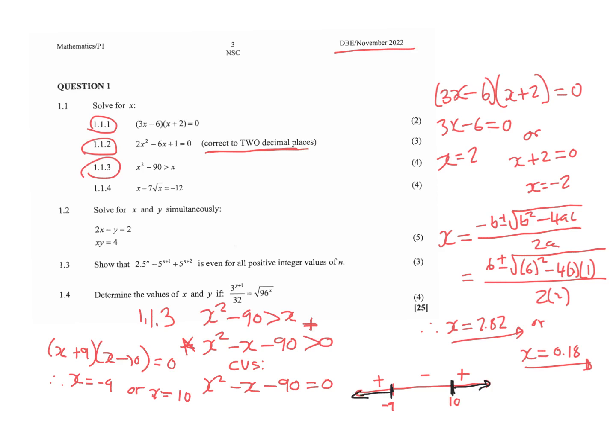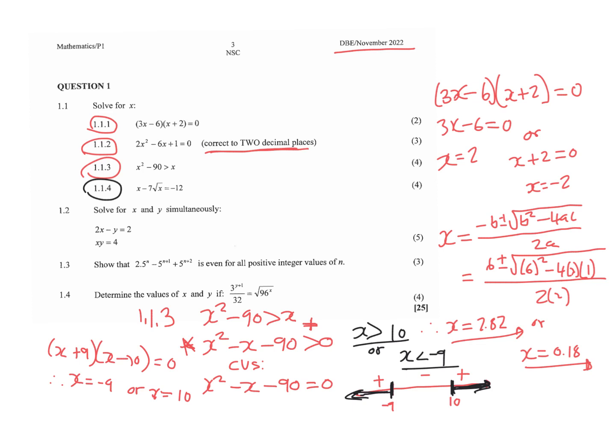When you move from 10, taking that direction, what are you becoming, lesser or greater? We're becoming greater. So we say x must be greater than 10, or when you move from -9, taking this direction, are we becoming greater or lesser? We are becoming lesser. So we say x must be less than -9. So these are our two solutions. So we are done with question 1.1.3. Let's look at question 1.1.4.